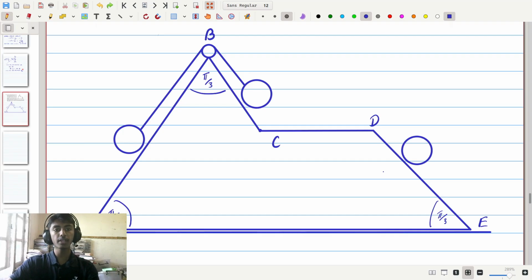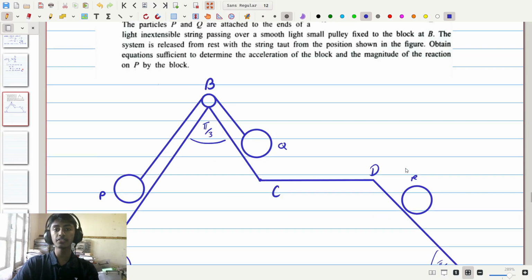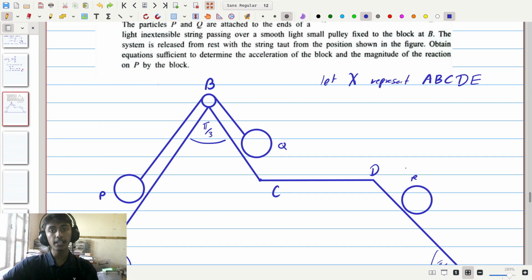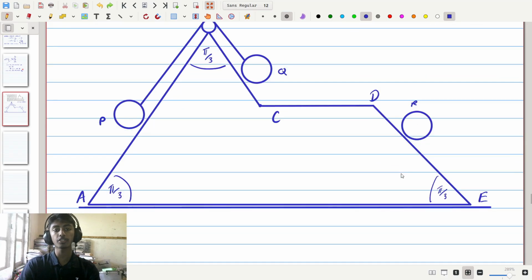So in this case, we have this system. We have the ball P over here, the other one Q over here, we have R over here, we have the block ABCDE, which for convenience I'm going to represent by X, because I don't want to keep saying A, B, C, D, E. So the block is now represented by X.